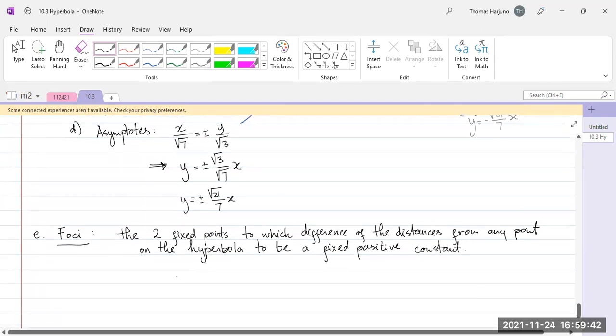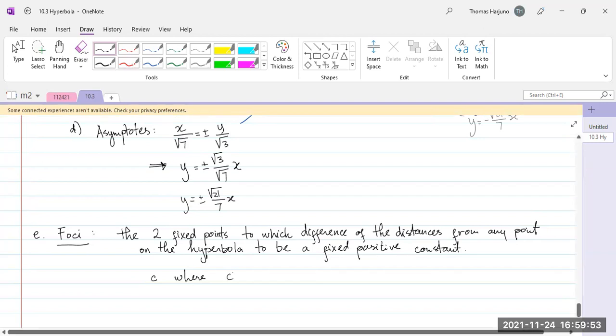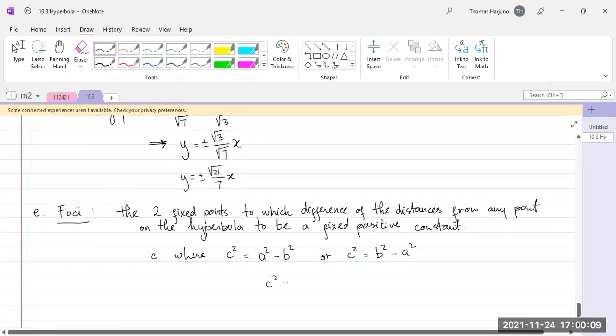And that is denoted by c, where c squared equals a squared minus b squared, or c squared equals b squared minus a squared, depending on which is larger. So we can also say that c squared equals the absolute value of a squared minus b squared.